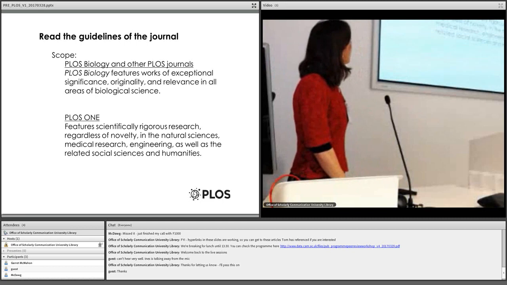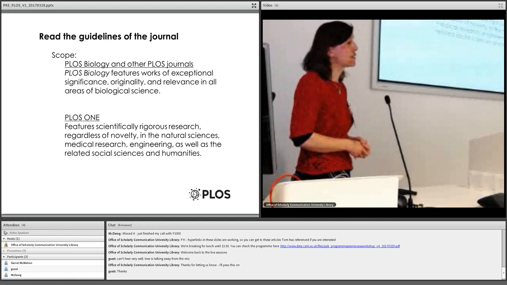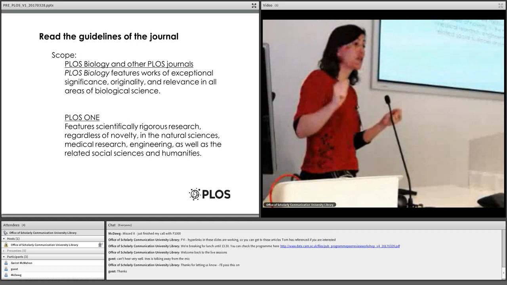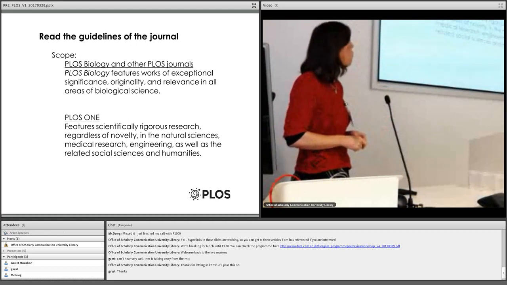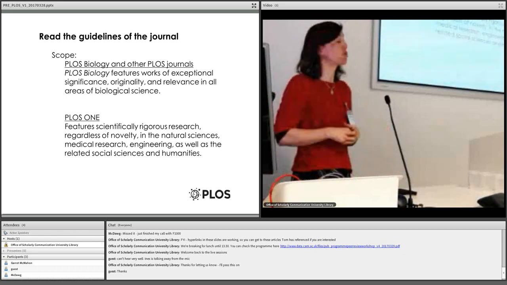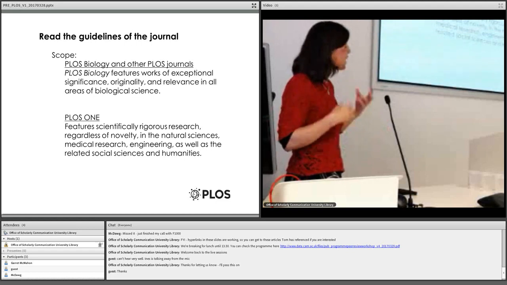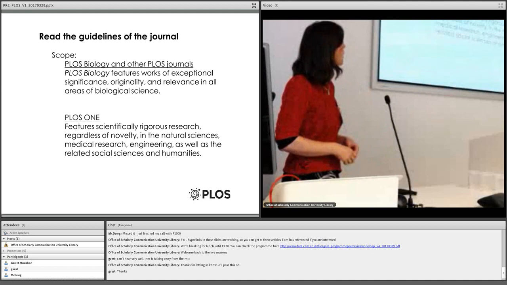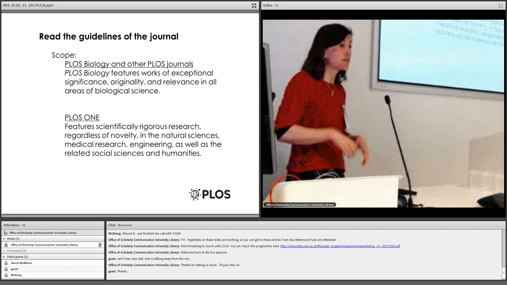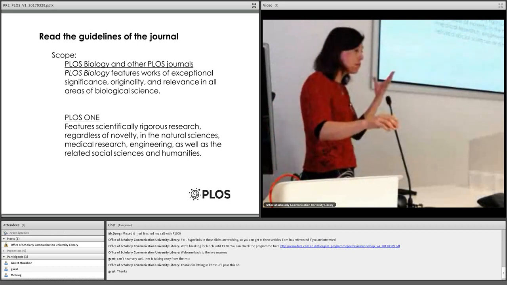One of the main things that you have to take into consideration when you review a paper is the scope of the journal that you are reviewing for. So I strongly advise you to first go to the website of the journal and see what the scope is. For PLOS Biology and the other journals except for PLOS One, the scope requires research of exceptional significance, which has to be original and relevant for all areas of biological science. So a very broad scope, novelty and significance, which a lot of journals require.